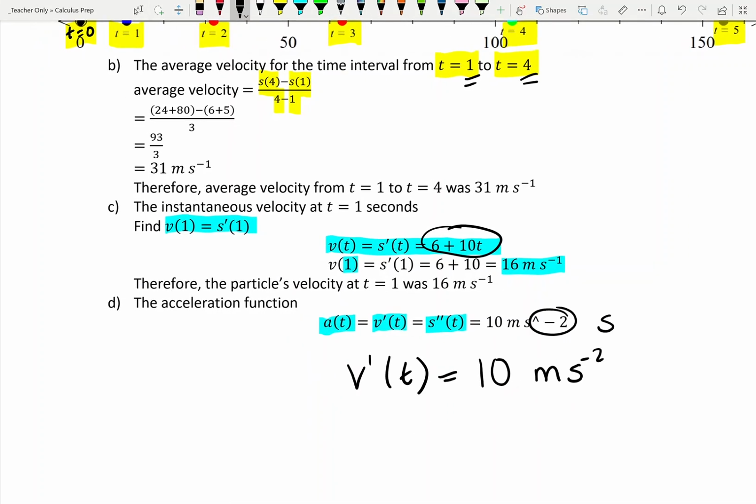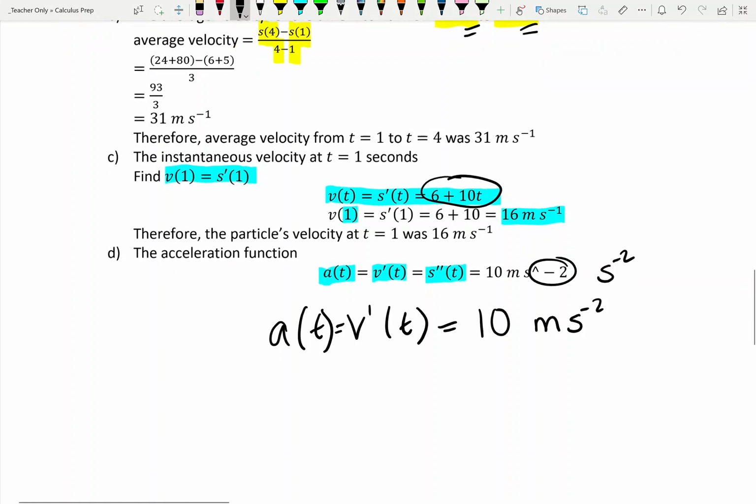That should be seconds to the minus 2. And we know that that is our acceleration. So that's all it's asking for you there. So that means that this particle is accelerating at a constant rate of 10 meters per second squared.